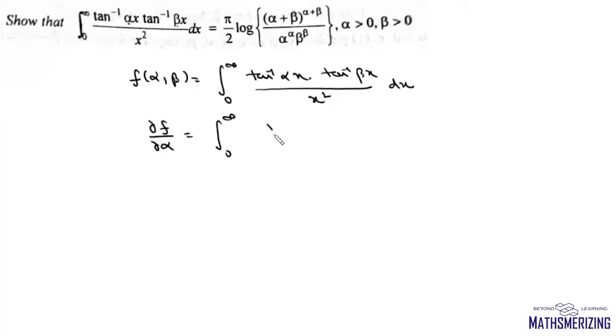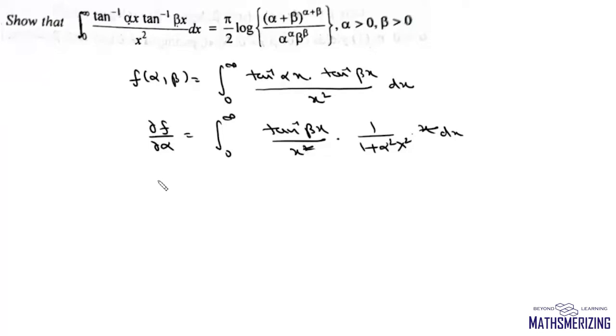So let it be tan inverse beta x upon x square, and then the derivative of tan inverse alpha x will be 1 upon 1 plus alpha square x square into x dx. Now here x and x will cancel. Now we still have tan inverse beta x, and we also have this x in the denominator.